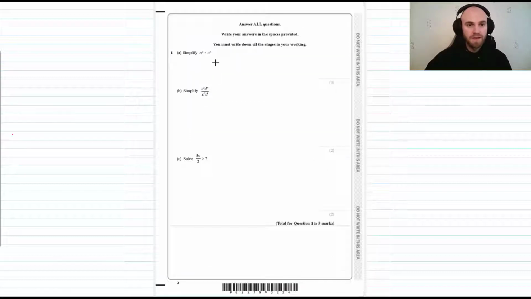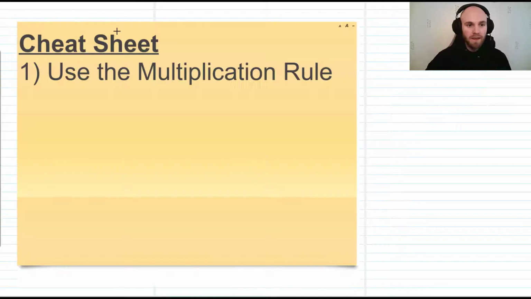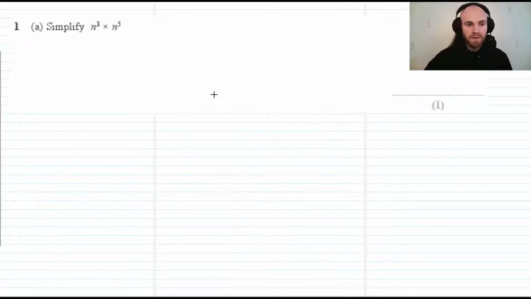Let's get to it. So 1a, simplify n to the power of 3 multiplied by n to the power of 5. So if we go to the cheat sheet, we're going to use the multiplication rule for this one. And if you're unsure what that is, the multiplication rule is when we have the same base, so two a's. We have a to the power of x, multiplied by a to the power of y. And in this case, we're just going to add those two powers together. So that's going to give us a to the power of x plus y.